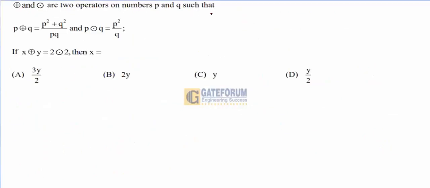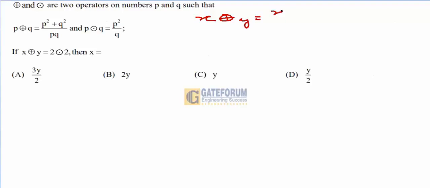These are two operators on numbers P and Q such that this operator gives you P square plus Q square by PQ, whereas this operator gives you P square by Q. And they have said that x this y is 2 dot this 2. Let us check what is the value of x this y.